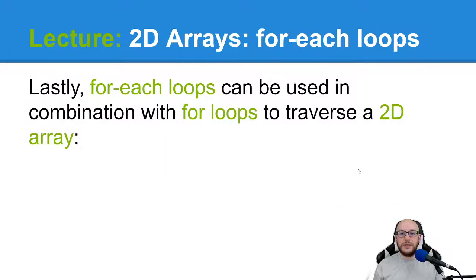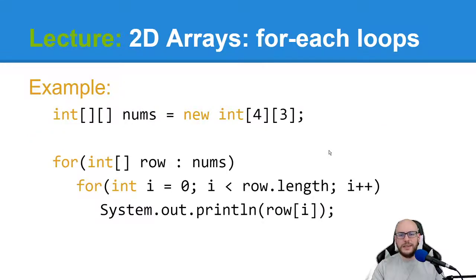Okay, lastly, for each loops can be used in combination with for loops to traverse a 2D array. You won't see this on the AP exam. I don't think I'll do it on the test or any type of quiz question, but it is possible.